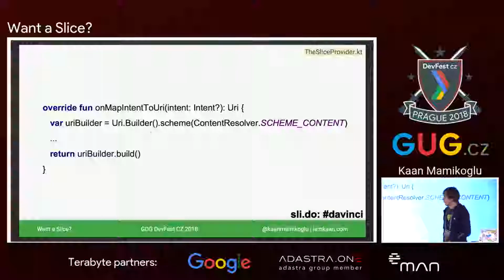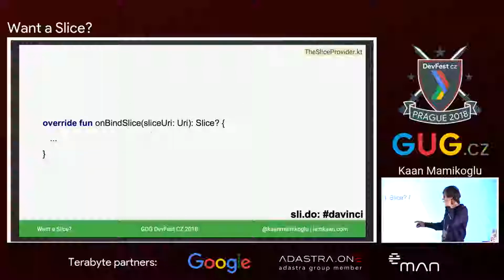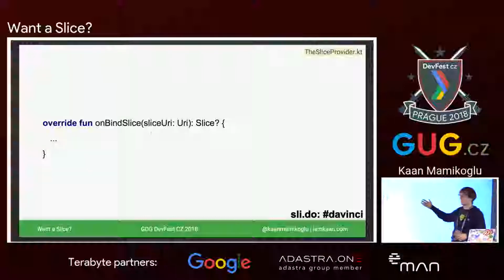And then we have onMapIntentToUri. This is automatically there, actually. You don't need to really modify it. What it does is it gets the intent, because this is a kind of content provider, and converts it to a URI. And then in the method onBindSlice, you get that URI that you created in the previous method, and it expects you to return a slice. From now on, we are going to modify this method and create different types of slices.